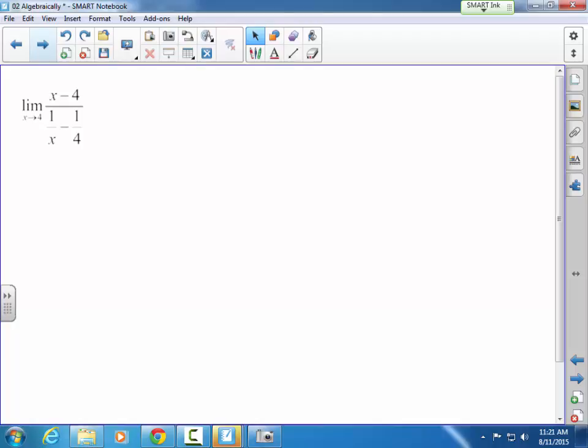So now that you've got those canceled, go back and plug the 9 in and try to evaluate it. What do you get when you plug 9 in? Since you've only got a 1 in the numerator, you know you're going to have 1, and then on the bottom you got the 6.